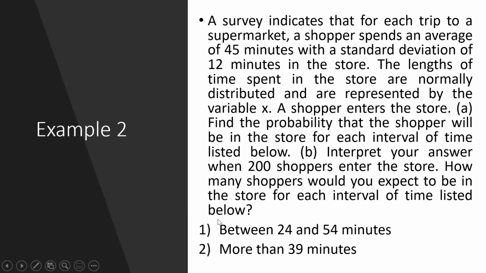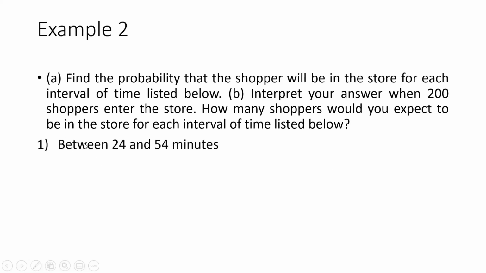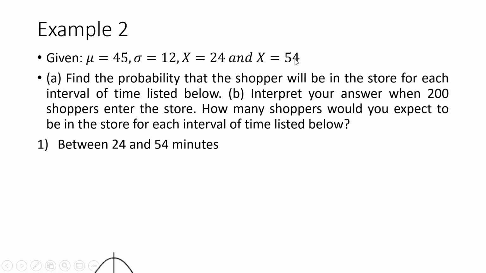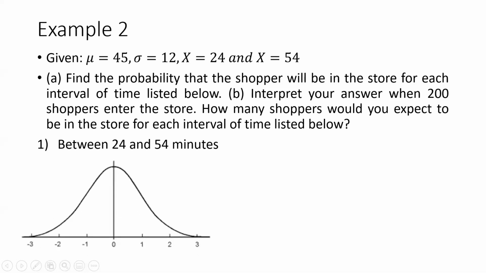So let's start with number 1, A and B. Number 1, the interval time is between 24 to 54 minutes. The mean is 45 minutes and the standard deviation is 12 minutes. So what we're going to do is identify the z value of the score 24 and 54. So let us draw the normal curve again.